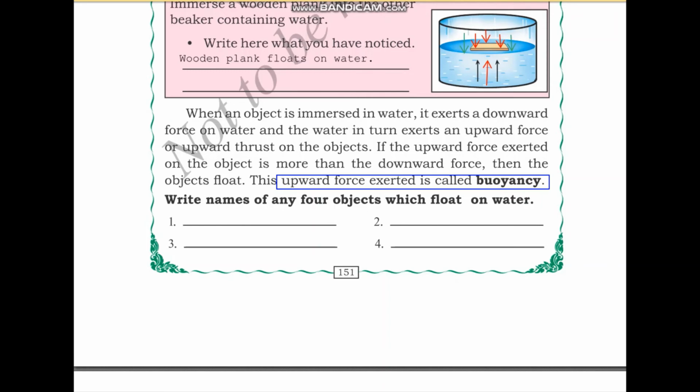The next part, we have to write any four objects that float on water. One example they have given is the wooden plank. So wooden planks float on water. Leaves, if you can see, also float on water. Next, what else floats on water? You need to think of two more examples and write them here. I will leave this one to you.